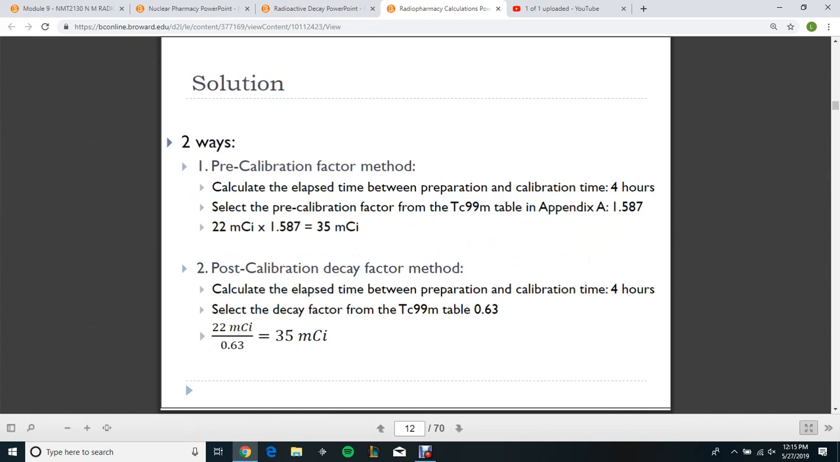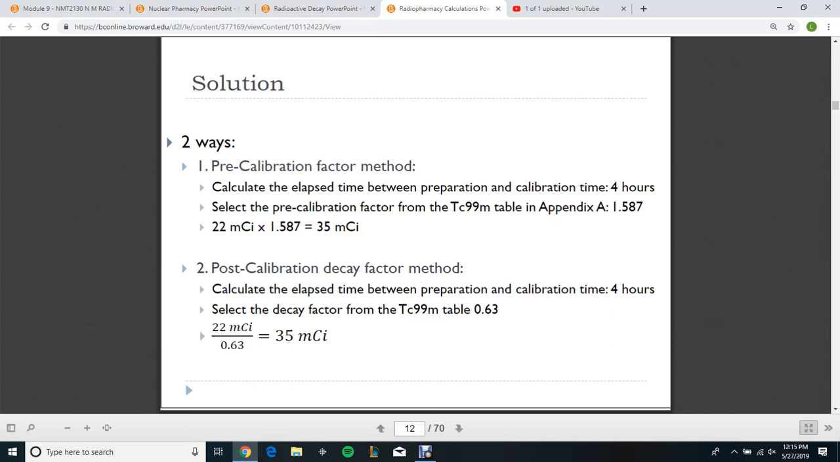The pre-calibration factor method: you calculate the elapsed time between preparation and calibration times, which is 4 hours. Select the pre-calibration factor from the technetium-99m table in the appendix, which is 1.587. So you take the 22 millicuries and multiply that times 1.587, and you get 35 millicuries.